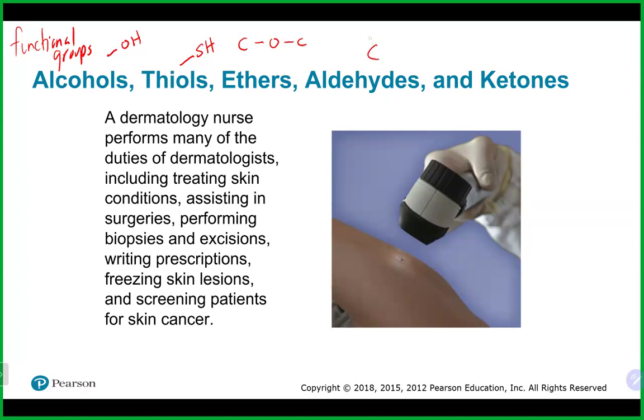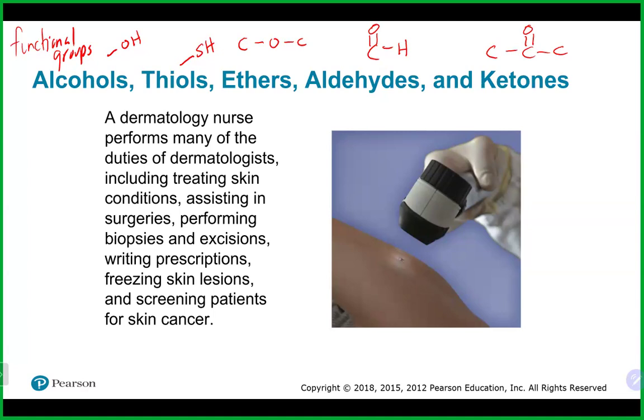Aldehydes have a carbon, oxygen double bond and a hydrogen hanging out there at the end. And lastly, our ketones have a functional group of carbon, carbon, carbon. You essentially need at least a 3-carbon run, and in the middle of the 3-carbon run is a carbon oxygen double bond. So these are the functional groups of each of these guys.